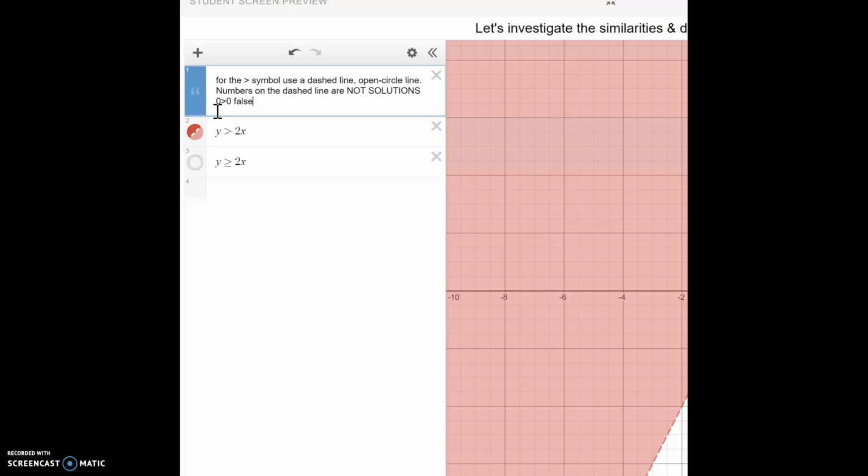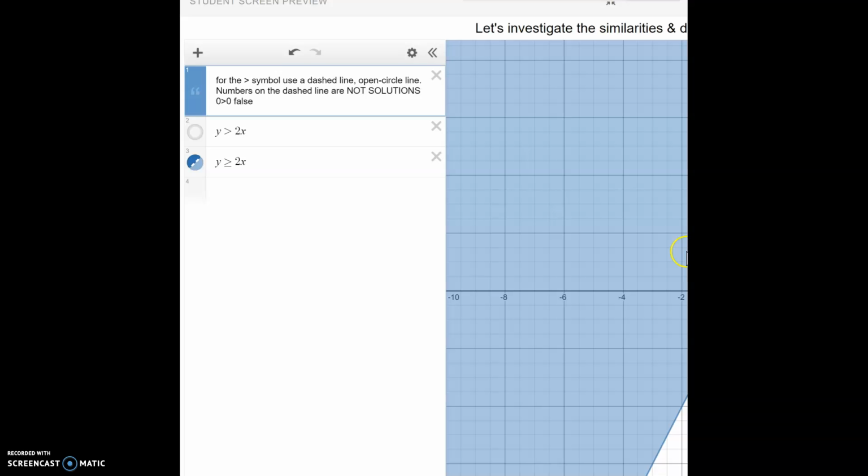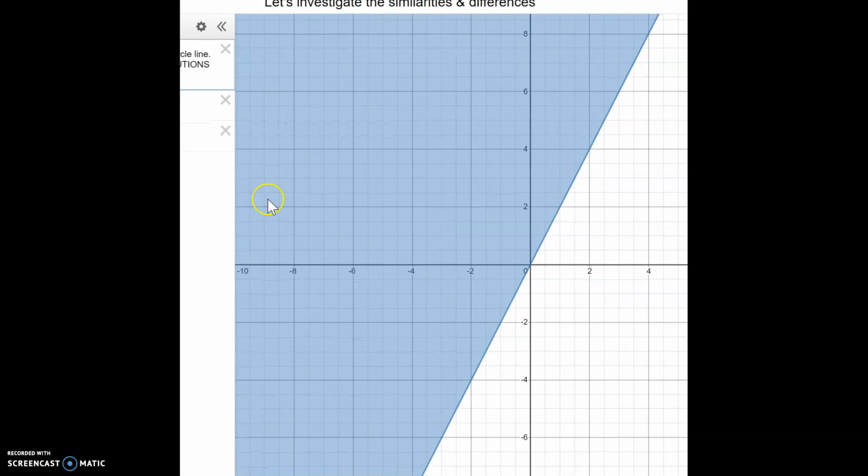Equal to. Thank you. 0 is equal to 0. Perfect. So when I turn off the red one, I'm going to turn on the blue one. So when I look back at this graph, it's the exact same graph as before. There's one difference. Do you guys notice the difference?